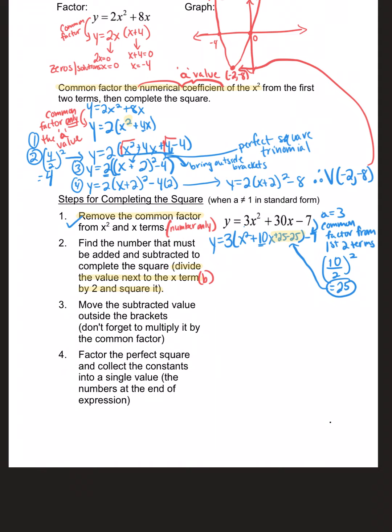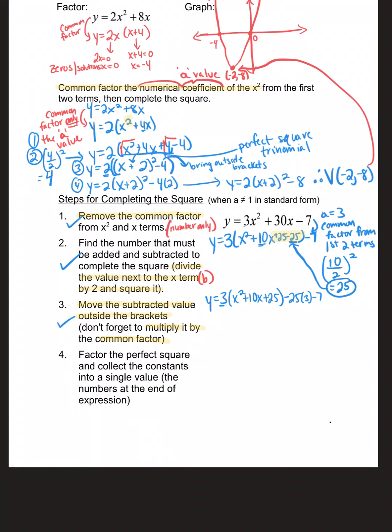Okay, so we did step 2. Step 3 says move the subtracted value outside the brackets. Don't forget to multiply by the common factor. So we're going to move the subtracted value outside the brackets, and we're going to multiply by the common factor. Let's try that. We're going to have y equals 3 times x squared plus 10x plus 25. And then I'm going to move this minus 25 outside my brackets. But when I do that, I have to multiply by that common factor of 3. And then we have minus 7.